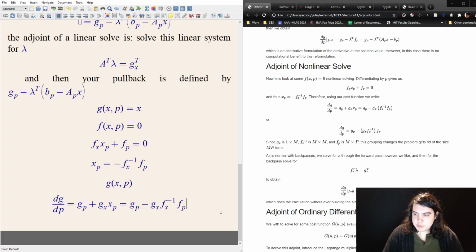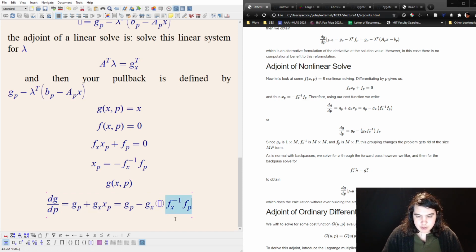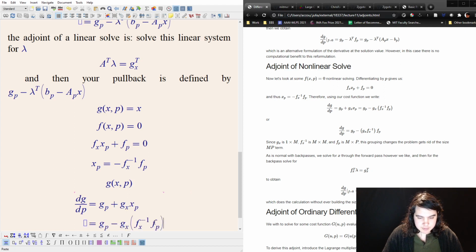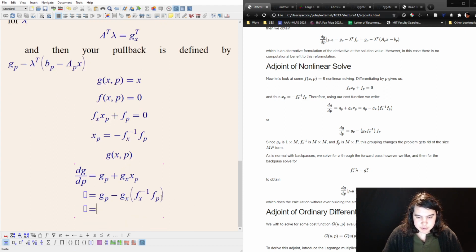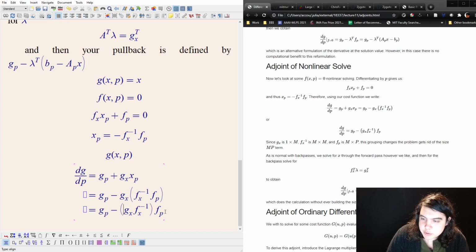Okay, so, well, we have commutativity, right? So technically, this is true, and technically, this is true. Let's remove this here, and now let's stick these in parentheses. Right, they're both the same thing, so both of them are true.